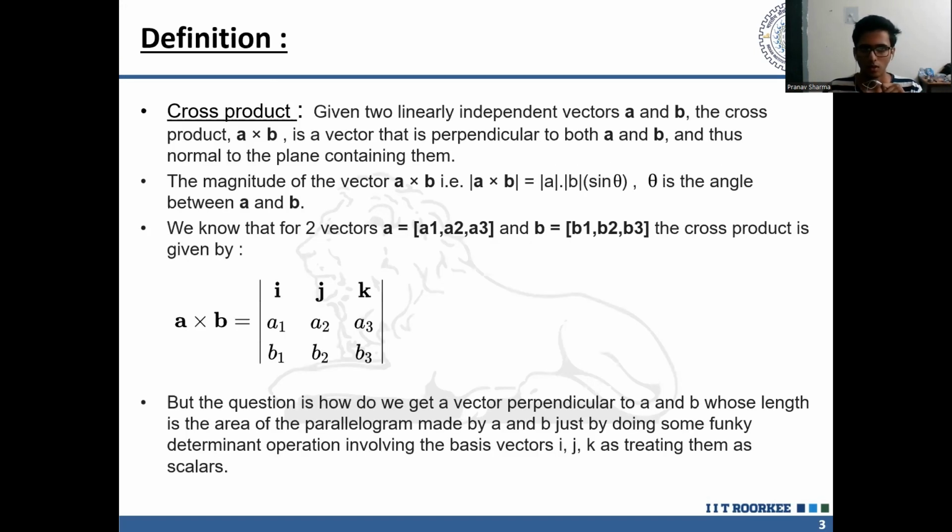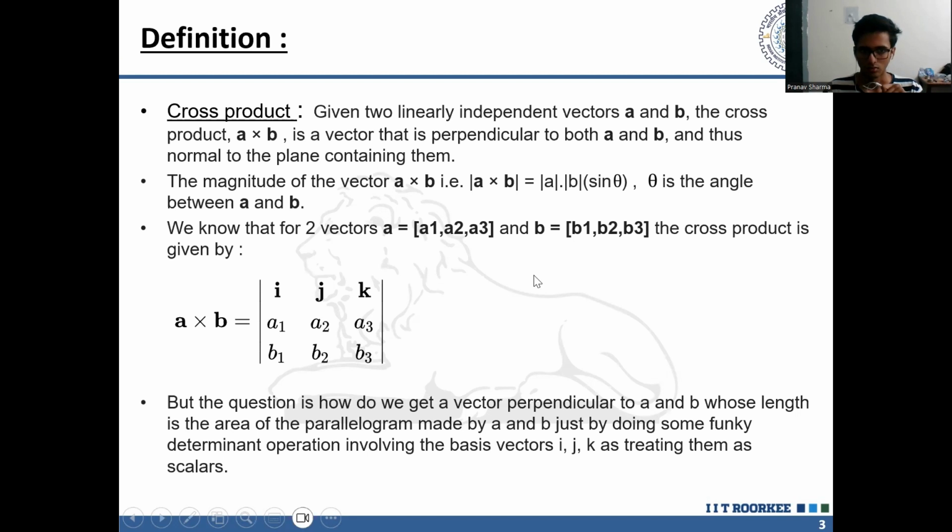So first, let's talk about the definition of cross product. Given two linearly independent vectors A and B, the cross product A cross B is a vector that is perpendicular to both A and B, and the magnitude of that vector is given by this equation here: the magnitude of A cross B is equal to the magnitude of A times the magnitude of B times sine theta.